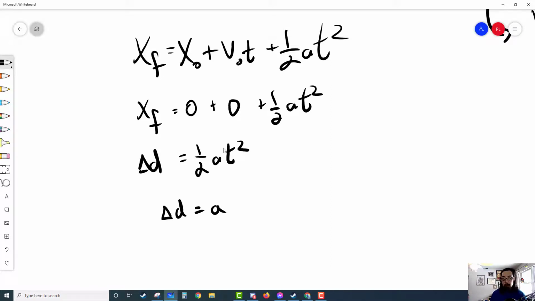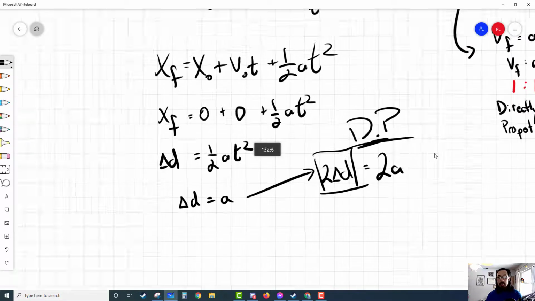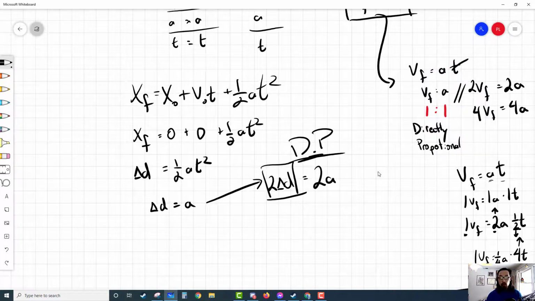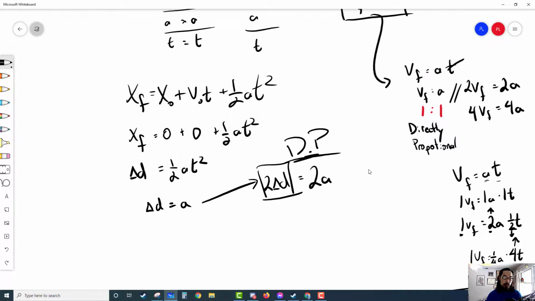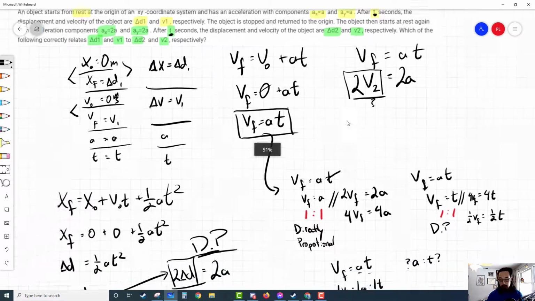According to the problem, our acceleration increased by a factor of 2. Therefore, our delta D, because it's on opposite sides of the equal sign and both variables are in the numerator, has a directly proportional relationship. If our acceleration increases by a factor of 2, so must our delta D. So if we take a look at our answers, the answer will be the final one, where our delta D increases by a factor of 2 and our final velocity also increases by a factor of 2.